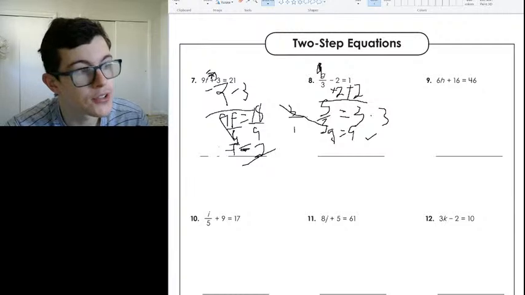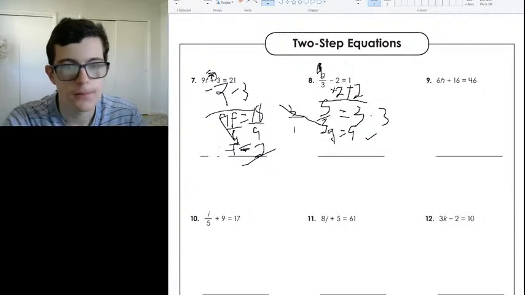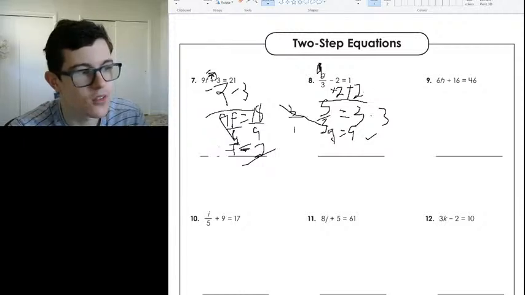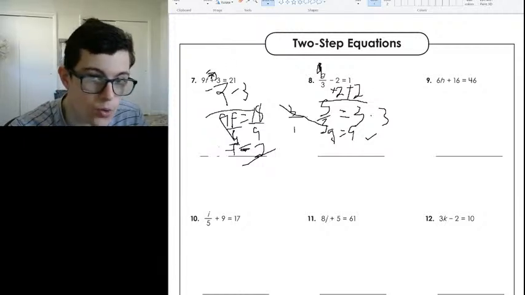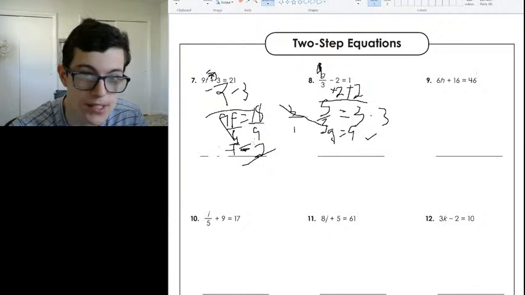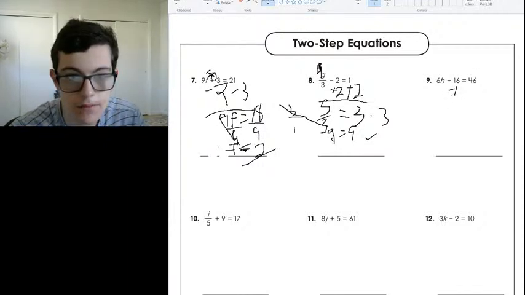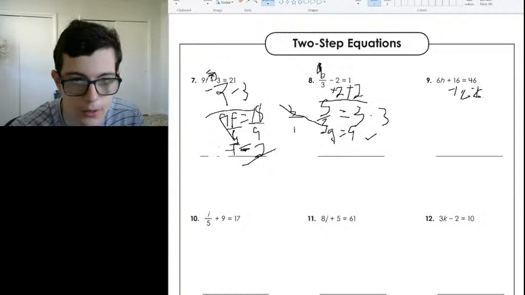So now that we've hit 30 minutes and 40 seconds, I'll move on to the next problem. This problem has a bit bigger numbers, but that's alright, we can still tackle this one all the same. So what we're going to do is subtract 16 on both sides of the equation. Minus 16 here, minus 16 here, so that's both sides of the equation. To get 6h equals 30.